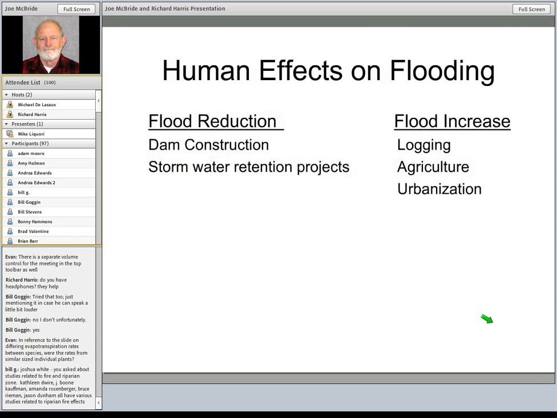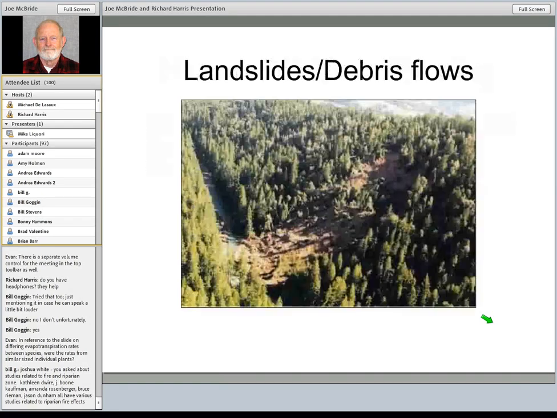I just want to talk about human effects on flooding. Flood reduction occurs when we have dam construction, and the dams regulate, of course, the high flows. Stormwater retention projects also can help to reduce flood peaks. Flood is likely to increase due to certain types of logging practice, due to agricultural practices, and also due to urbanization. Next slide. Landslides and debris flows also affect the riparian zone by the physical movement of material downslope.